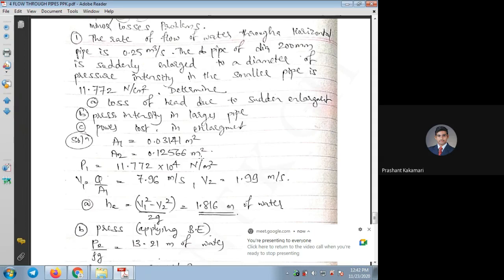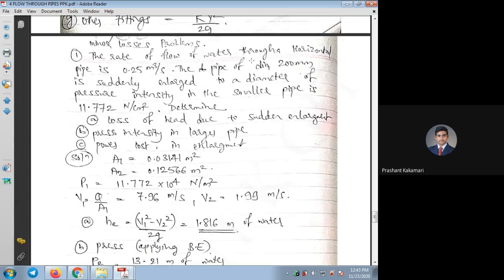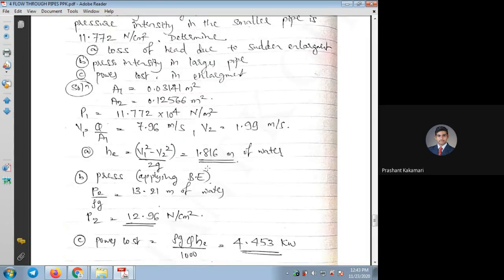Okay, now we found out the loss due to sudden expansion, that is around 1.816 meters of water lost. Next question is pressure intensity in the larger pipe. Here we found out the velocities V1, V2. Also we know the P1 value, P2 is not known, and the problem mentions a horizontal pipe. So the potential heads Z1, Z2 are equal. You can cancel Z1, Z2 in the Bernoulli equation, and later you can find out this P2 value.